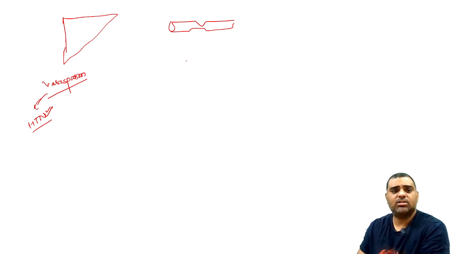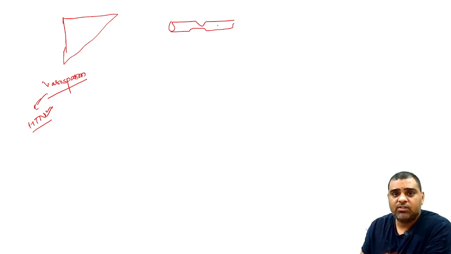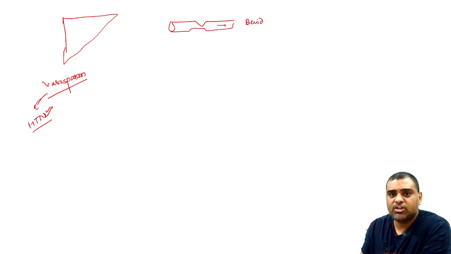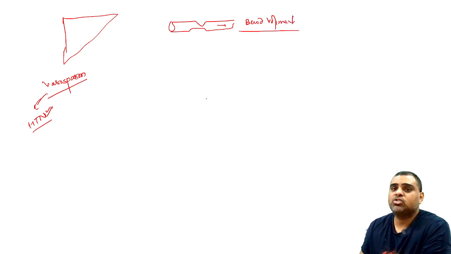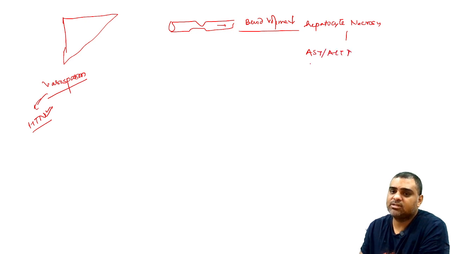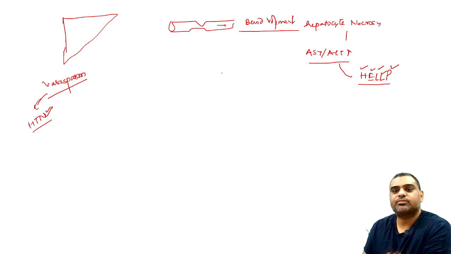The second thing is that there will be decreased blood flow. Because of the decreased blood flow, what will happen? Hepatocyte necrosis will occur. So AST, ALT can increase, and even HELLP syndrome can occur. I'll tell you, that is hemolysis, elevated liver enzymes, and low platelets.